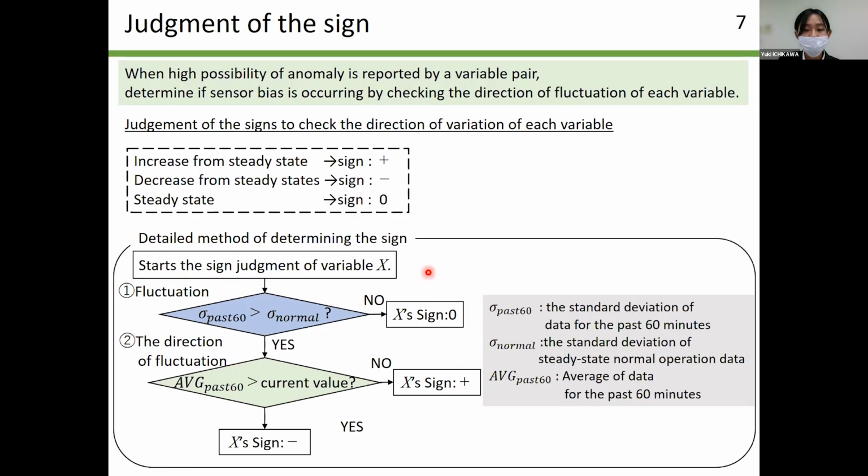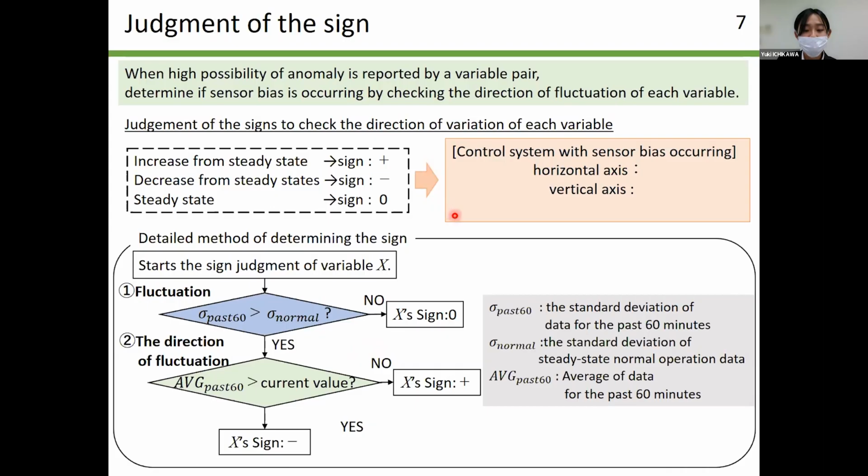The figure below shows a detailed flow diagram of how the sign is judged. First, the monitoring data for the past 60 minutes is compared with the standard deviation of steady state operation data to check whether the condition fluctuates or not. If it fluctuates, the monitoring data is compared with the average value of the data over the past 60 minutes to check the direction of fluctuation.